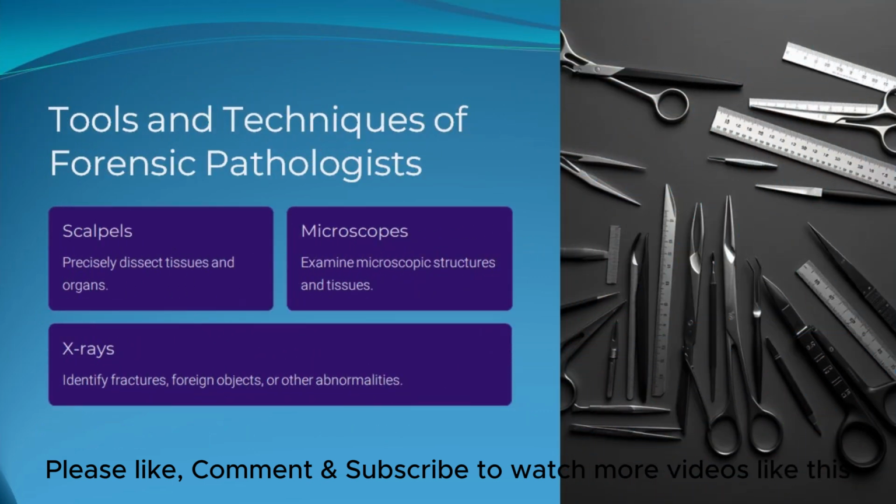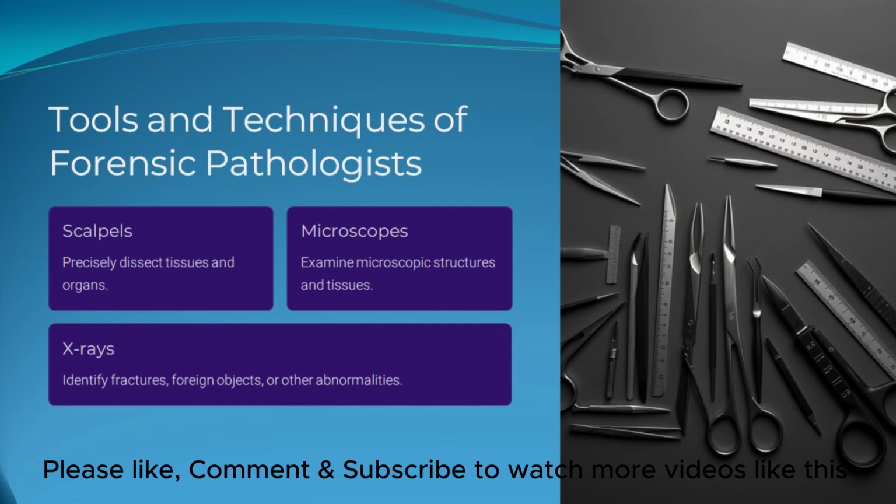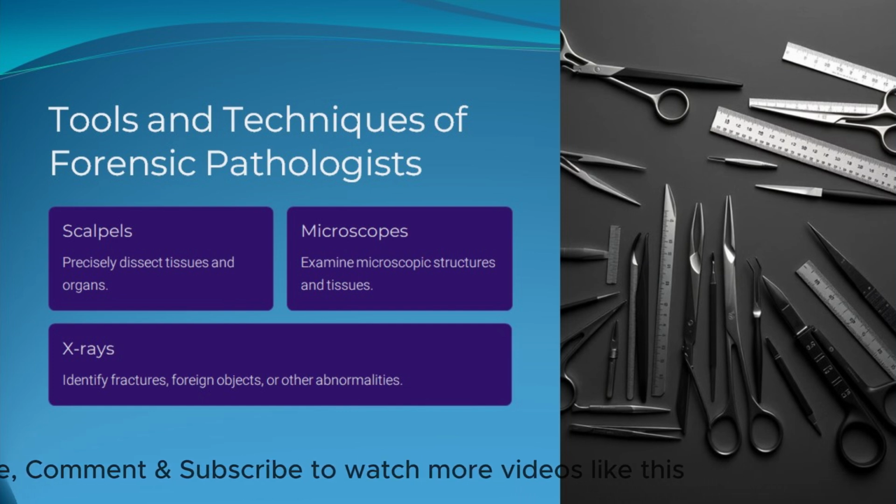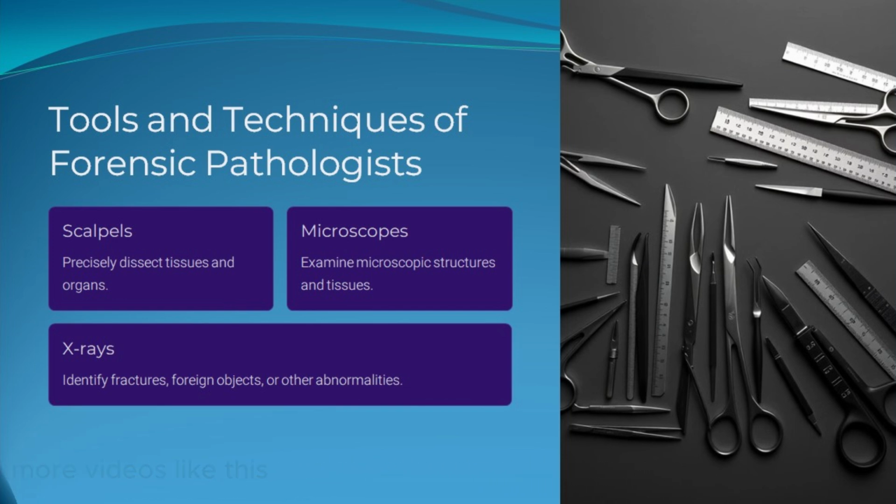Now talk about tools and techniques of forensic pathologists. Scalpels precisely dissect tissues and organs. During an internal autopsy, tissues and organs are carefully cut open and studied with precision.